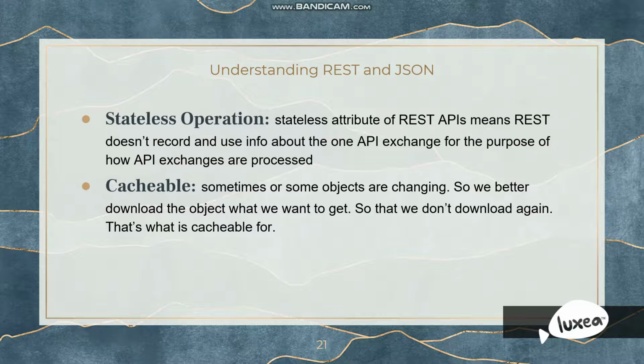Stateless operation. The stateless attribute of REST APIs means REST doesn't record and use information about one API exchange for the purpose of how API exchanges are processed. Alright, so cacheable. For example, when we're inside the browser and it is loading a web page, it has contents, and an advertisement or banner is changing sometimes, or some objects are changing. So we better download the object we want so that we won't download it again. That's what cacheable is for.